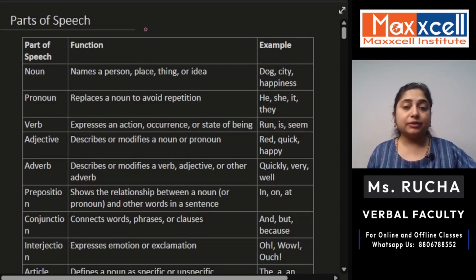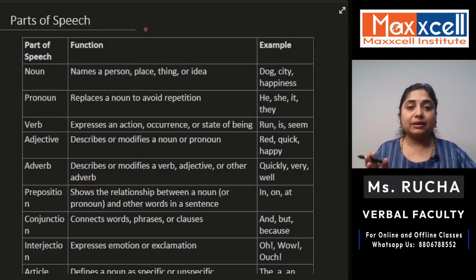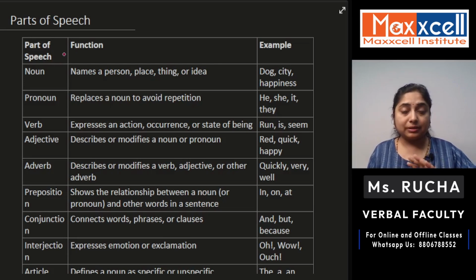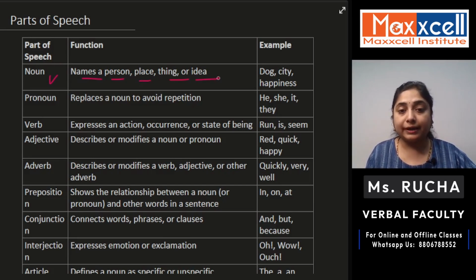And after learning this table, after understanding different parts of speech on a very basic level, we will discuss each part of speech separately, right? So let us first understand what these different parts of speech are. First, as I told you, is noun. Noun is what? Noun is the name of a person, place, thing or idea. Examples are also mentioned here to help you understand this.